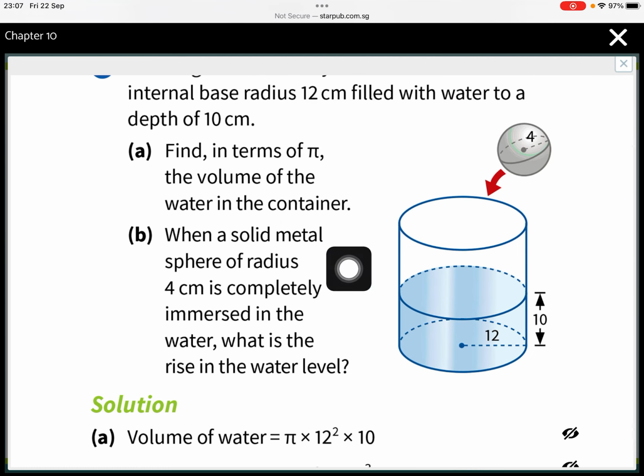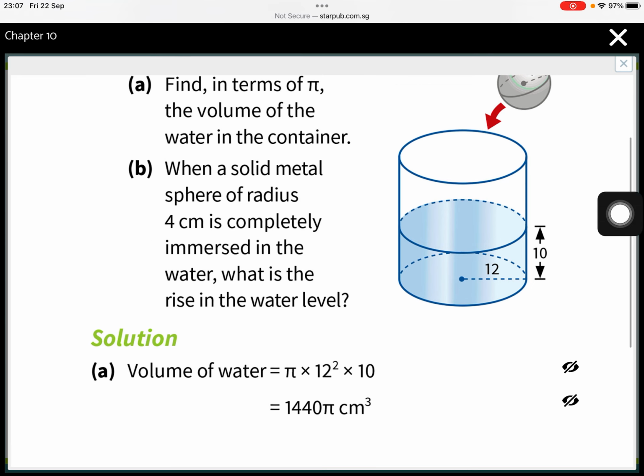Because the question says find in terms of pi, the answer is left without evaluating the pi. Every time you do such questions, like spheres, cylinders, cones, where there is some pi involved, look out for the question. The question may ask you in terms of pi.